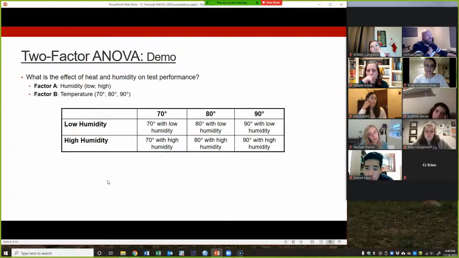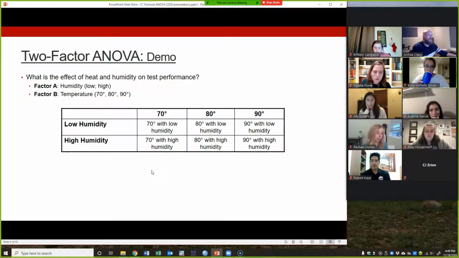And so in a hypothetical example, we're interested in the impact of heat and humidity on some type of performance. We set up an experiment with 3 different temperature conditions: people working in 70 degrees, 80 degrees, 90 degrees. But then we're also going to change the humidity levels. Some people are randomized to a low humidity condition, other people to a high humidity condition. And so what we've got here is a 2x3 ANOVA design with 2 levels on my first factor, humidity, high and low, and 3 levels on my second factor, 70, 80, and 90 degrees.